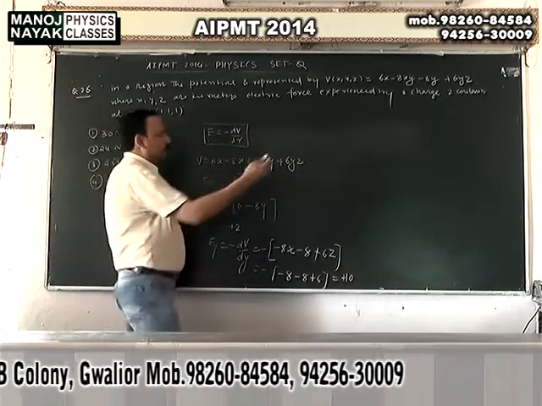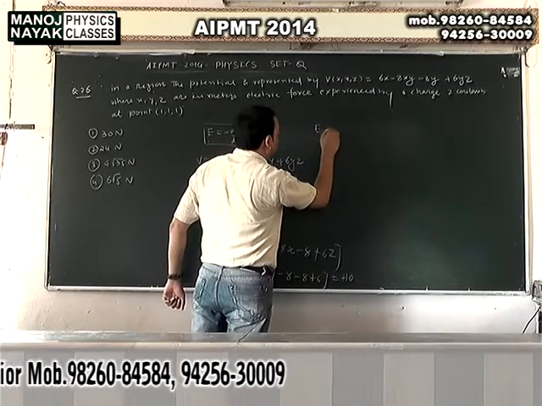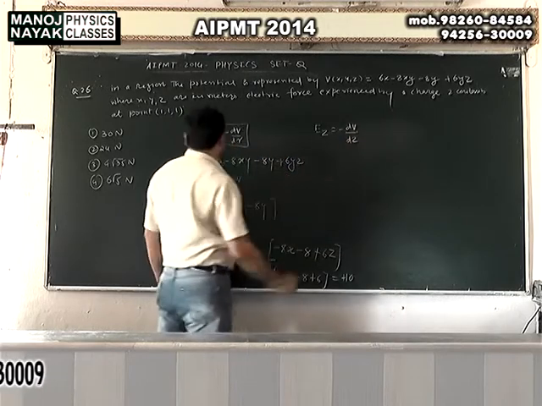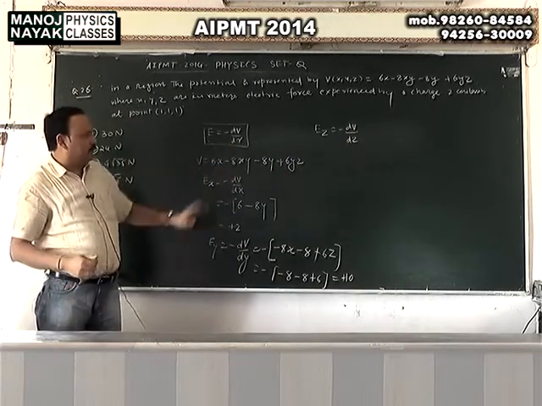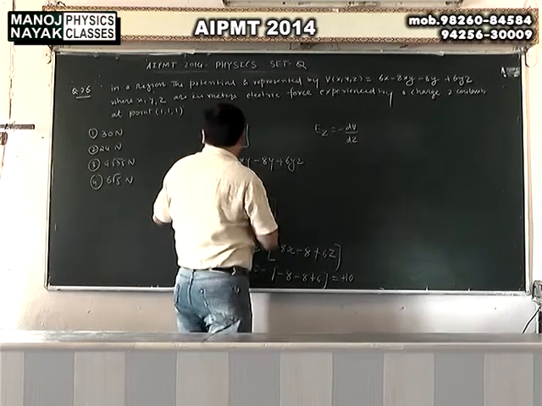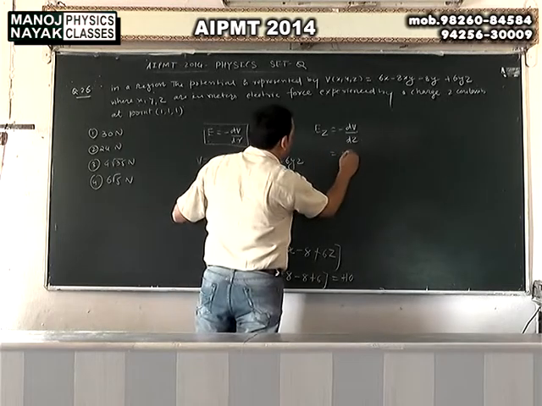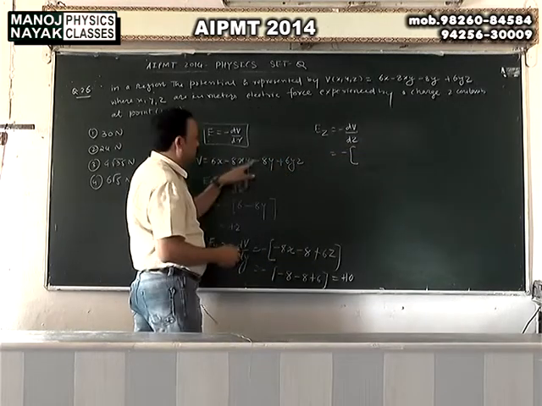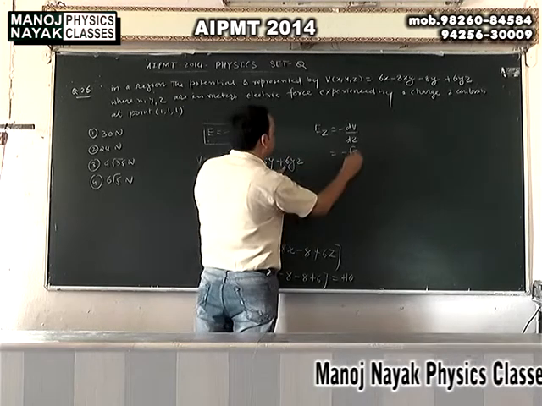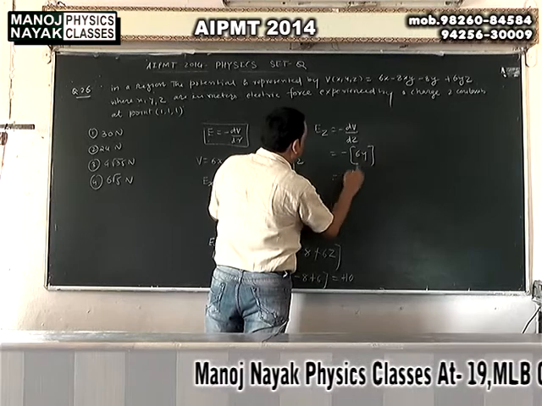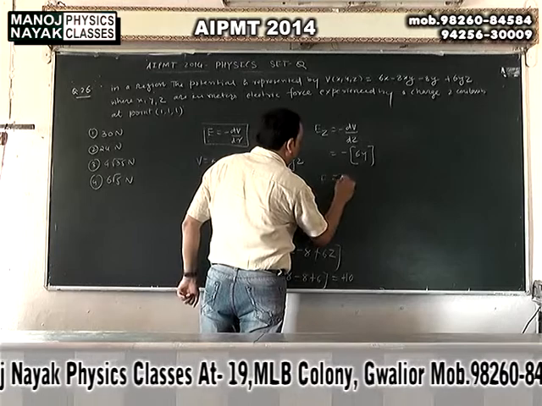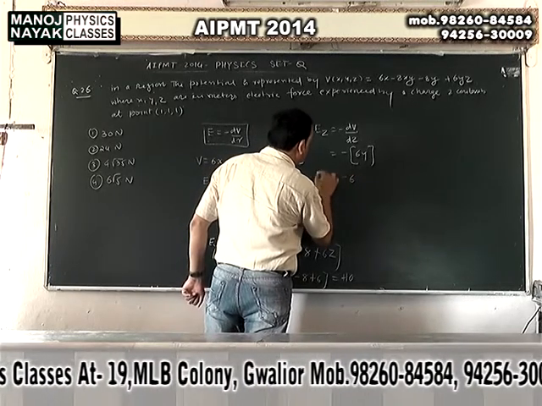Now we can get the value of Ez like minus dV over dz. Differentiate this equation with respect to z. Differential of 6x with respect to z is 0. This is 0, this is 0, but differential of 6yz with respect to z is 6y. Put the value of y, it is 1. So we get Ez equal to minus 6.